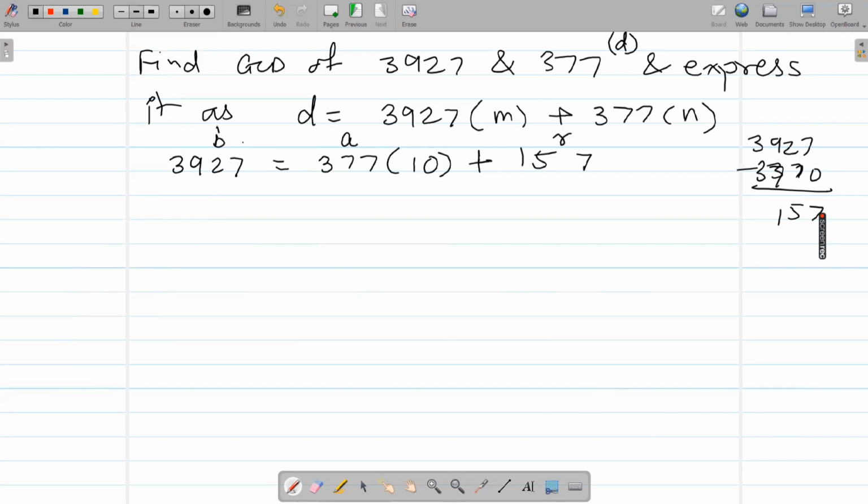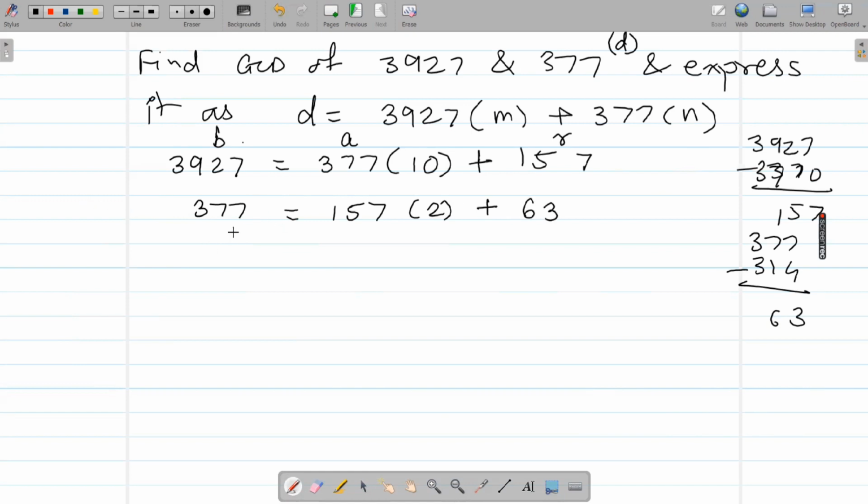Now, in the next step, I'm going to replace B by A, that is 3927 will be replaced by 377, and 377 is replaced by 157. So 157 into 2 is 314. So an obvious integer multiple, we are getting it as 2, plus now 377 minus 314, so that is 63.